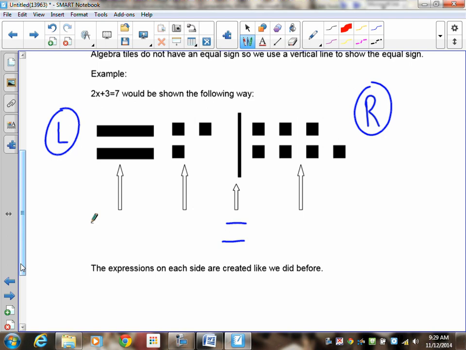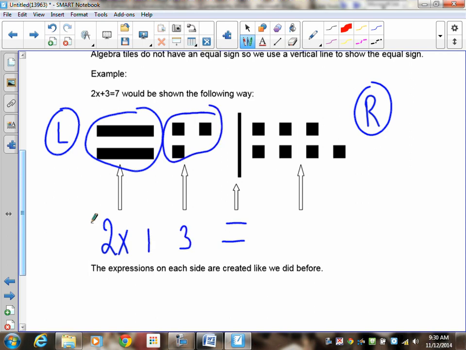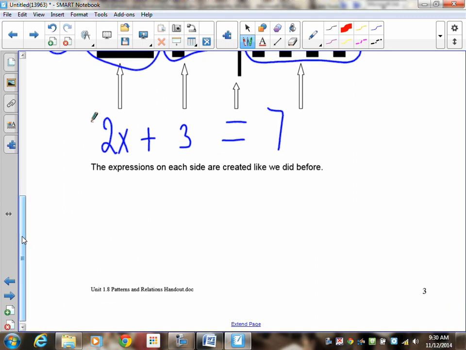So now, just like we created the expressions before, you're going to convert these tiles into their variables and their numbers. So here I have 2 x's, so that's 2x. Here I have 3, so that's a 3. Since they're together, we add them. On the right side, I've got 1, 2, 3, 4, 5, 6, 7, so the right side has 7. So in this case, this equation is 2x plus 3 is equal to 7.